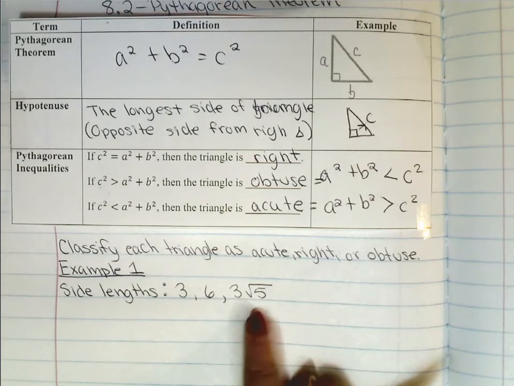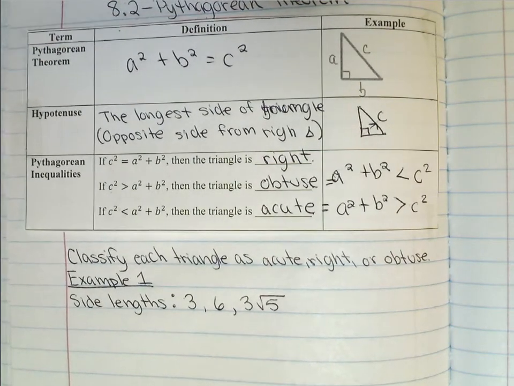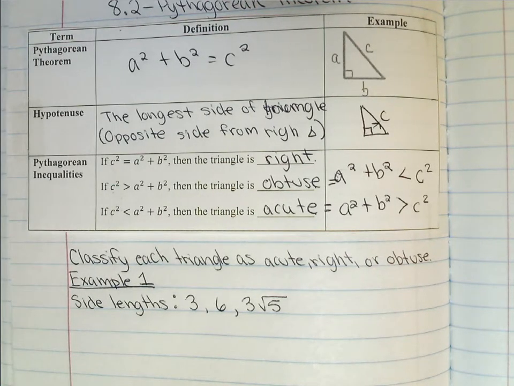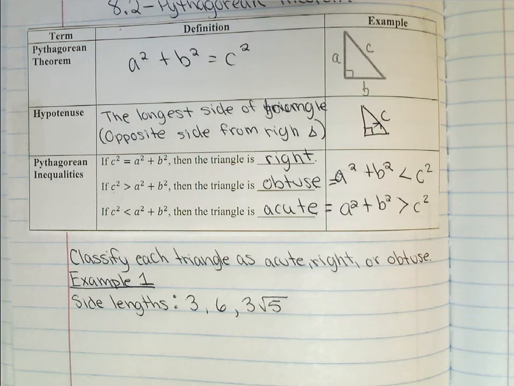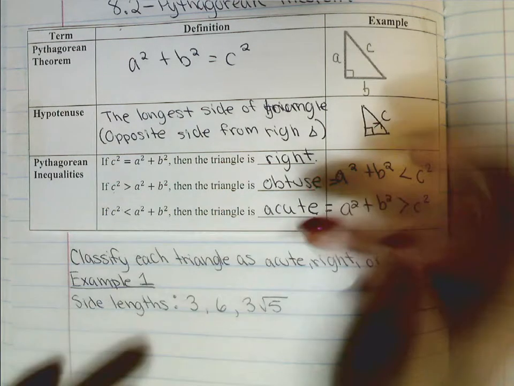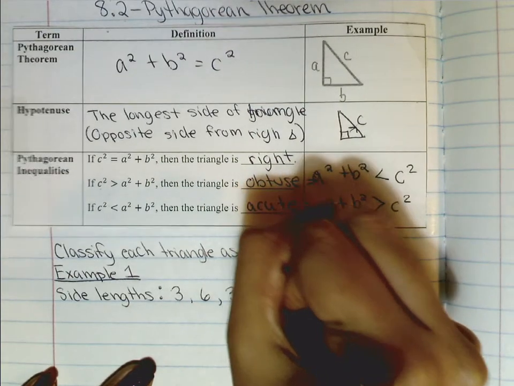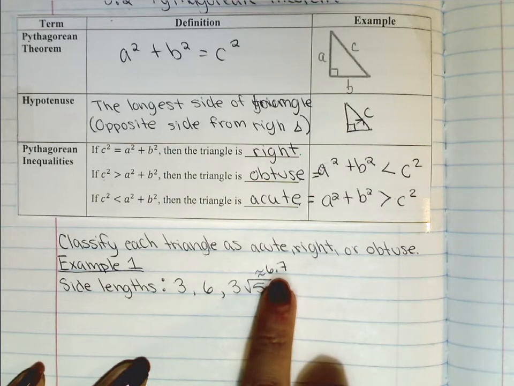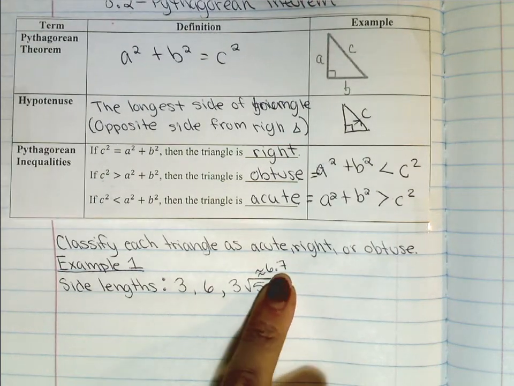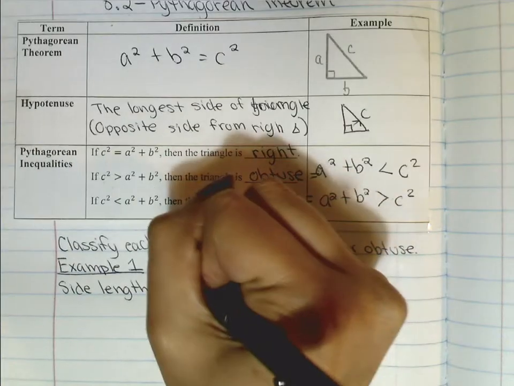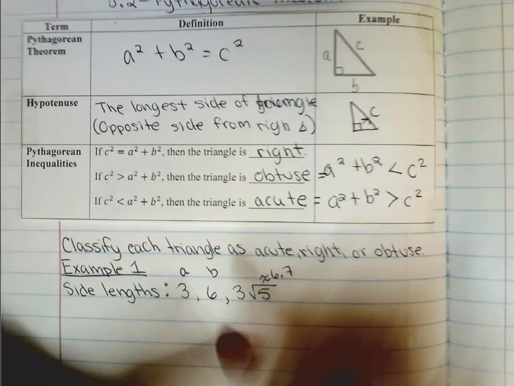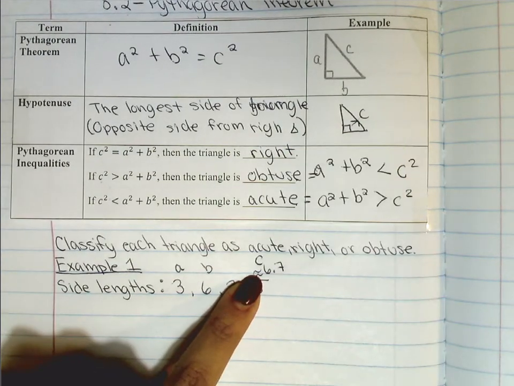So I don't know what this is as a decimal, and I'm trying to see if it's bigger than 6. So what you can do is just put it in your calculator, 3 square root of 5, and it's going to give you about 6.7. So then I know that this has to be c because it's the largest number. So this is a, this is b. You could also have it flipped, but the one that matters is c. C has to be the biggest one.